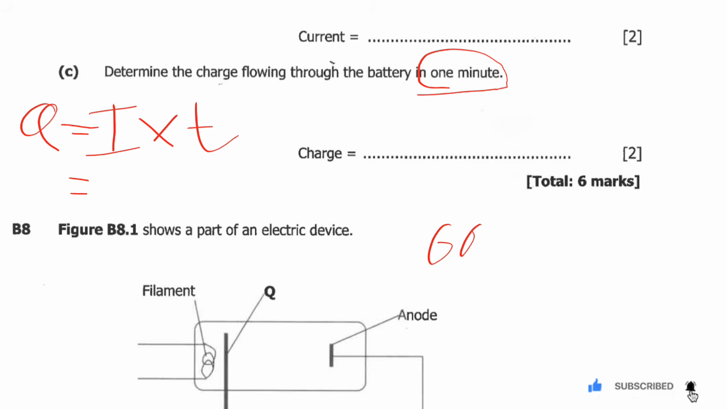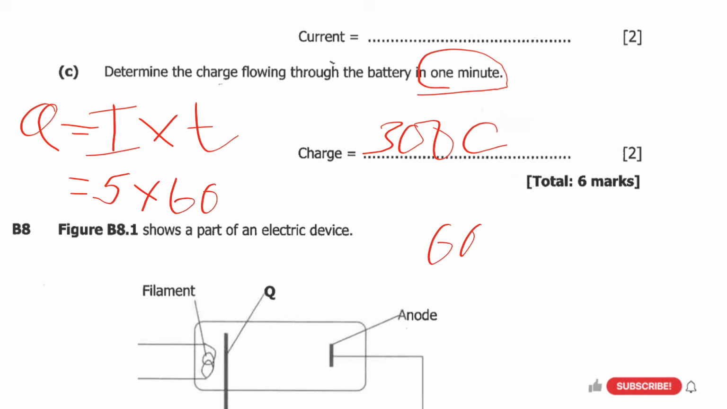So current we've calculated as 5, multiplied by time, 60. 5 times 6 is 30, and you have a 0 here, so it will be 300 coulombs, 300 C. And that's it for this question. That's how you answer this circuit diagram, which is in parallel.